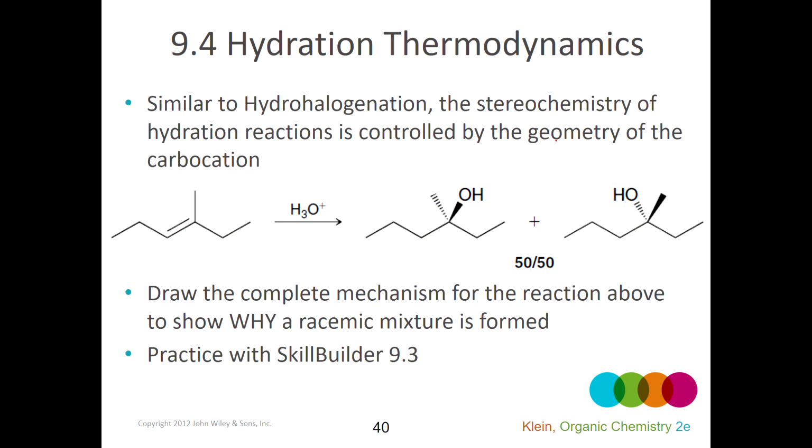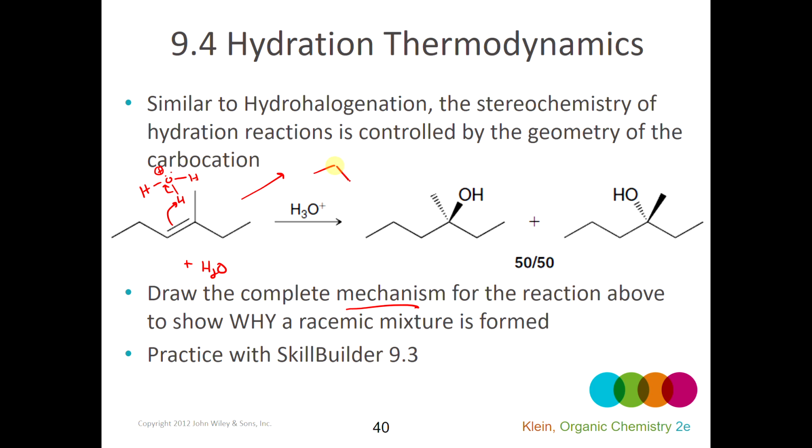And we have similar regio and stereochemical concerns here when it comes to hydration, just like with hydrohalogenation. So if we want to understand the stereochemical outcome, we want to look at the mechanism. As we said, it's almost the same exact mechanism, except instead of the pi electrons picking up a proton from HBr or HCl, they're going to pick up a proton from H3O+. And I need to show my other reactant, obviously. There's a water there.